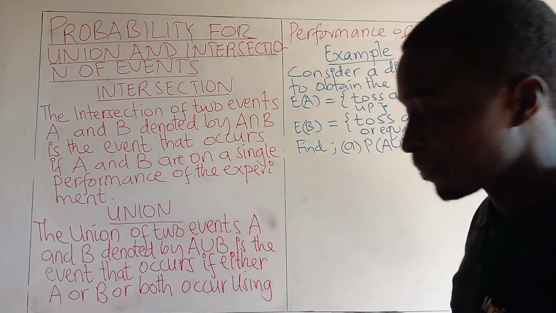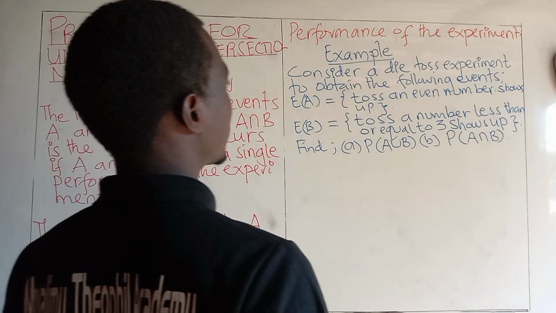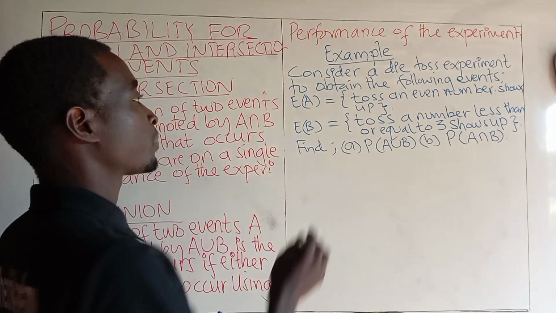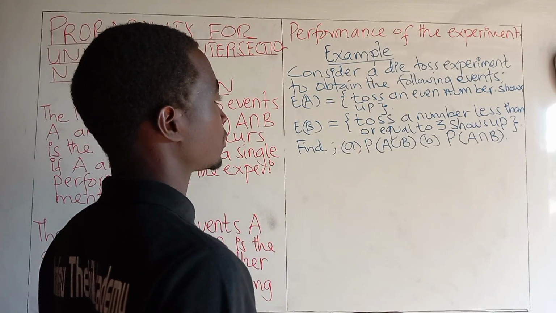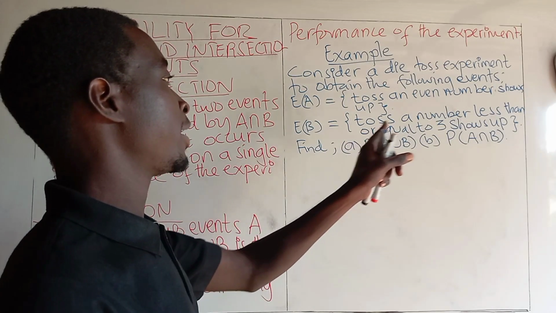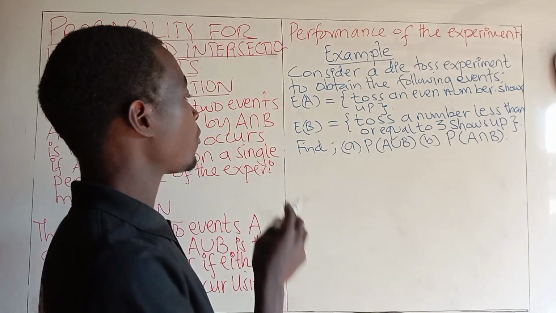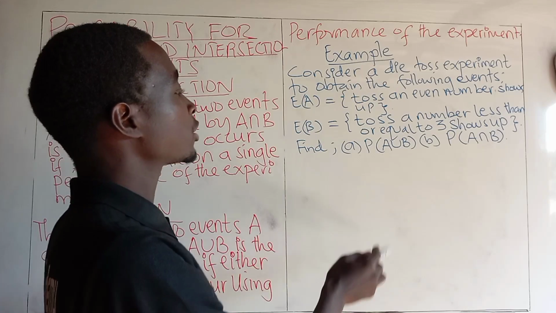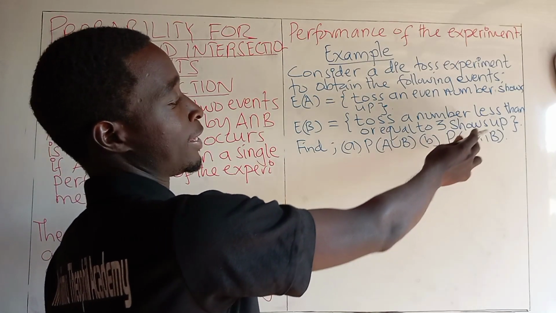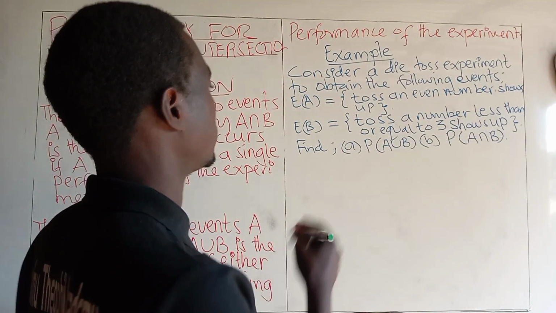Now let us see this example. It is stated that we consider a die toss experiment to obtain the following events. The first event, event A: a toss where an even number shows up. The second event, event B: a toss where a number less than or equal to 3 shows up. Now we are asked to find the probability of A union B, and secondly, the probability of A intersection B. Now let us see the solution for this problem.